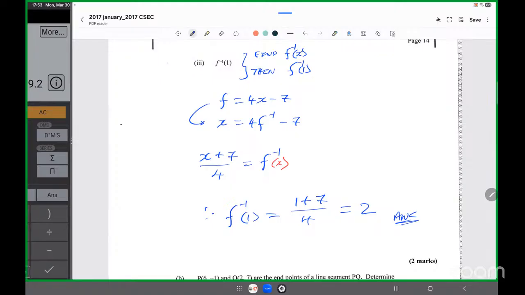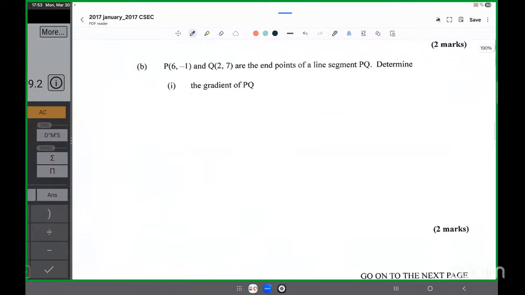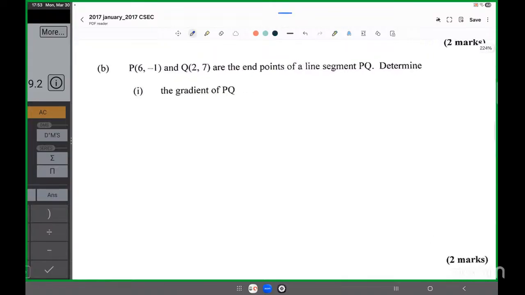But good? All right. Next question. They give us those 2 points. And it wants us to find the gradient first. So my gradient is difference in y over difference in x. The direction you go when you take the difference in y, you must take the same direction for the difference in x. Because gradient is a measure of direction. You have to take the direction into consideration, right?